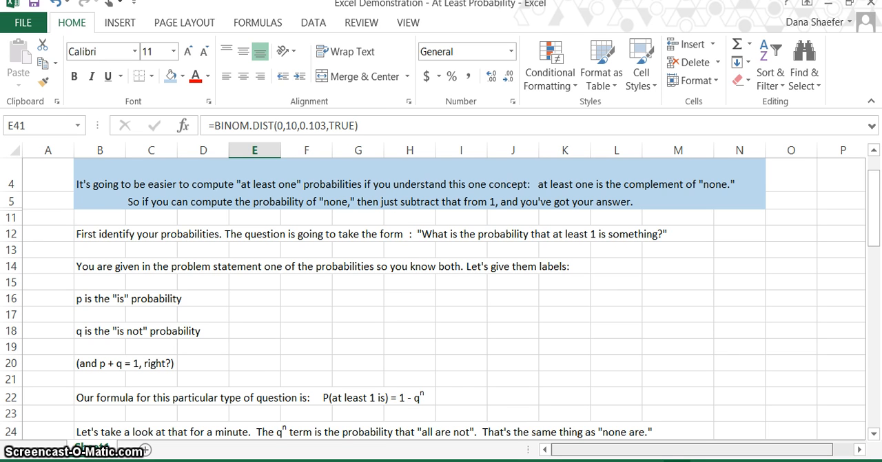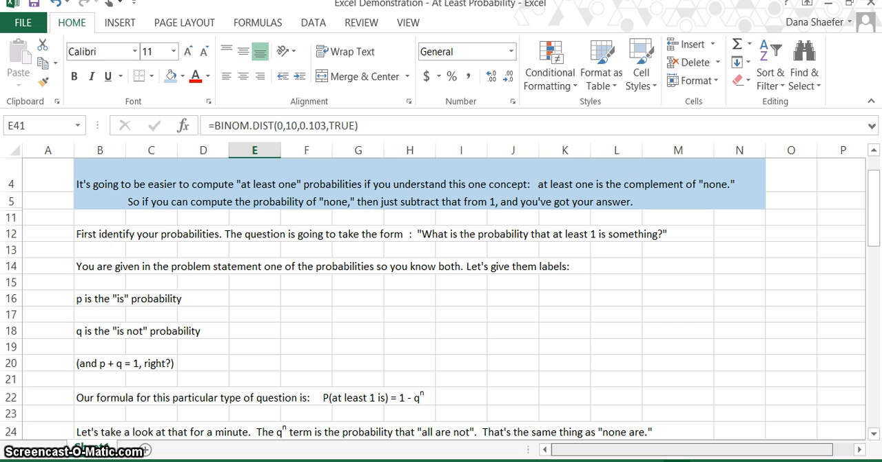So the first thing that I put up at the top is just the idea that it's going to be easier to compute at least one probabilities if you understand the one concept. And that one concept is the fact that at least one is the complement of none. So if you can compute the probability of none, then we're just going to use 1 minus, and so we'll subtract that value from 1 and we're going to get the answer.